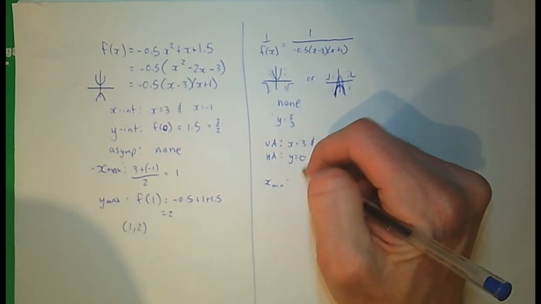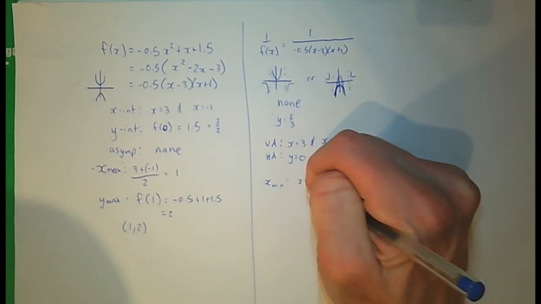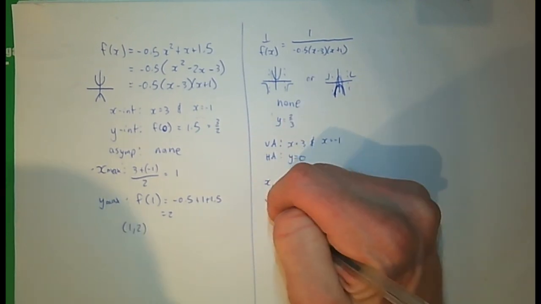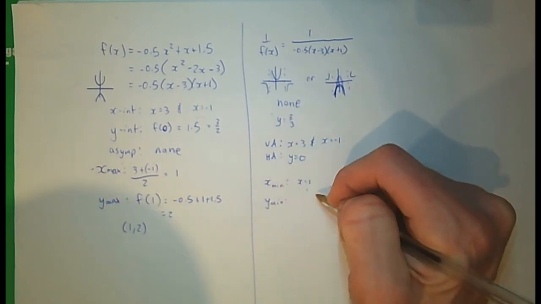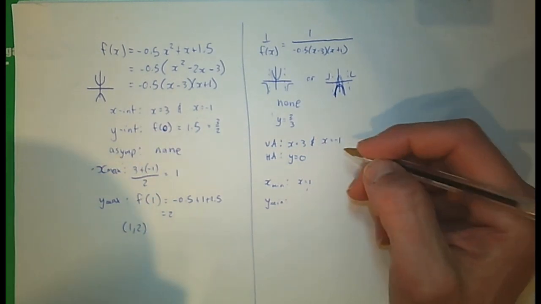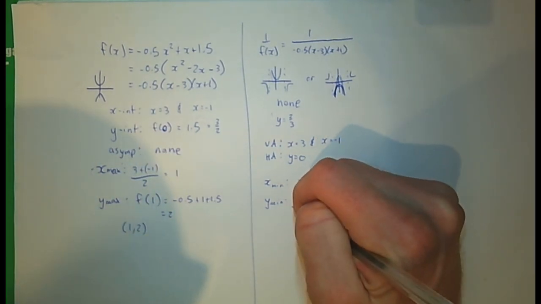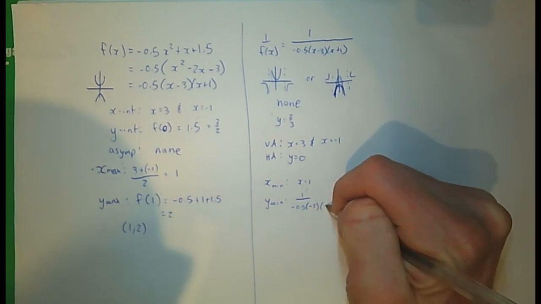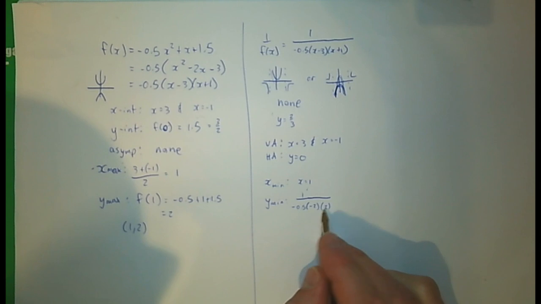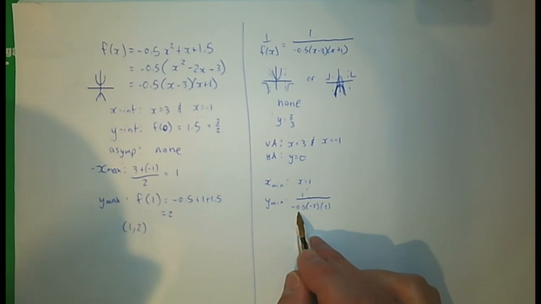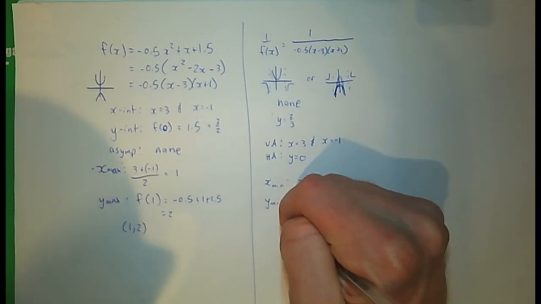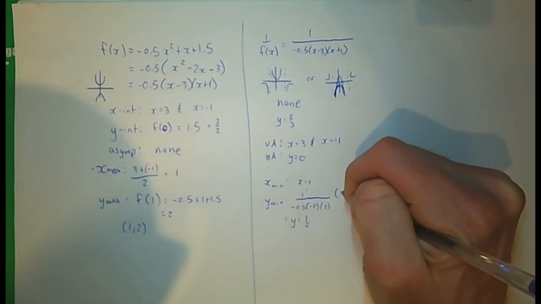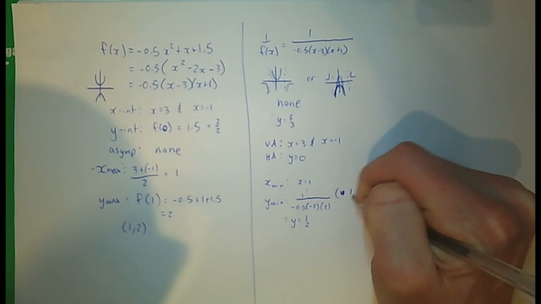And in this case, it's going to be x equals 1. Then we plug that value back into the original function to find out what the y value is. So the y of the minimum, or what the actual minimum value is going to be, 1 over negative 0.5 times, well, 1 minus 3 is negative 2, times 1 plus 1, which is positive 2. So that's negative 4 halved, but negative, so positive 2. So this is going to be y equals 1/2. So the minimum point for this one is going to be (1, 1/2).